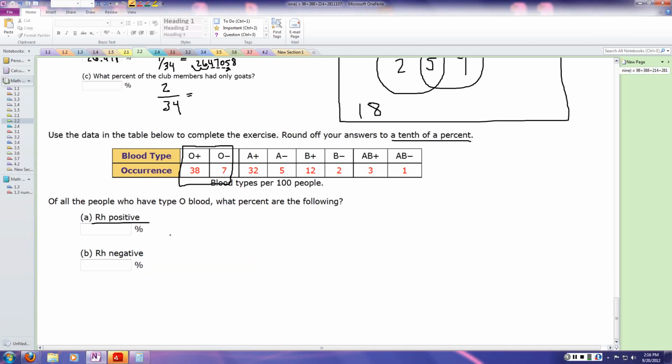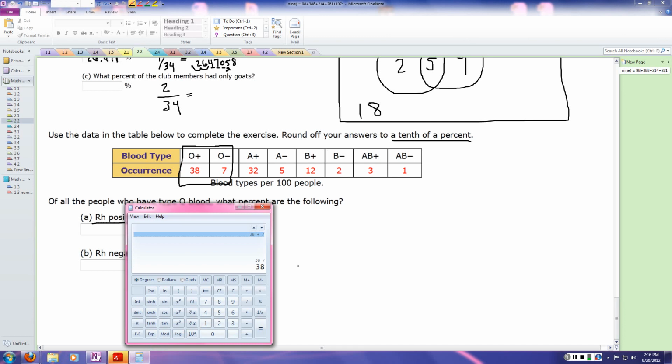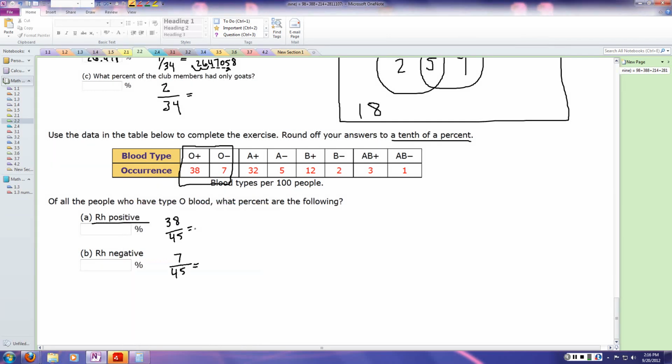So 45 is my bottom number. Rh positive would be 38 out of 45. Rh negative would be 7 out of 45. So now if I take 38 divided by 45, that gives me 84.444. So if I want it as a percent, 84.4%.